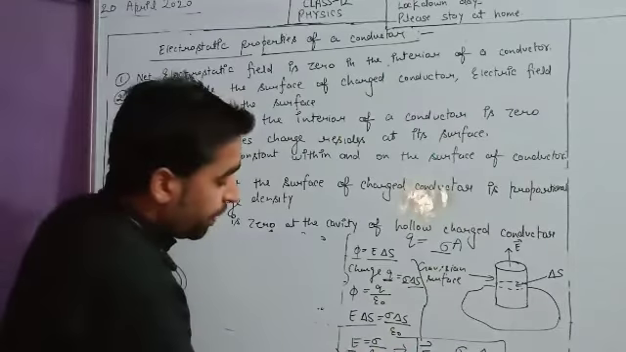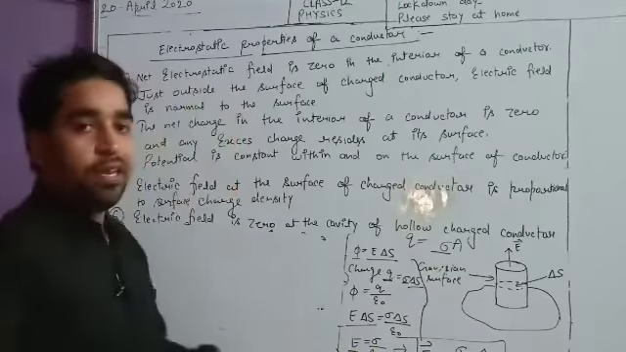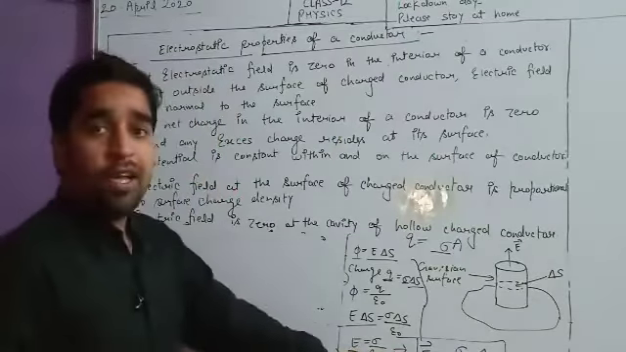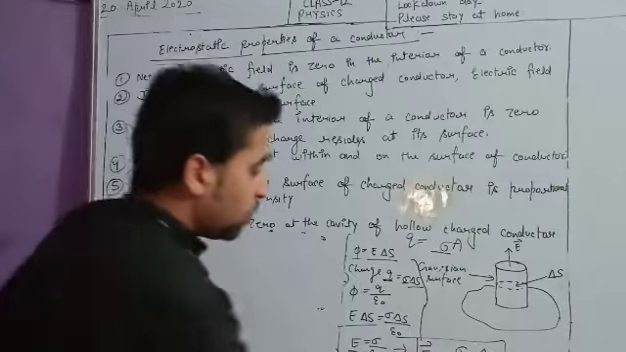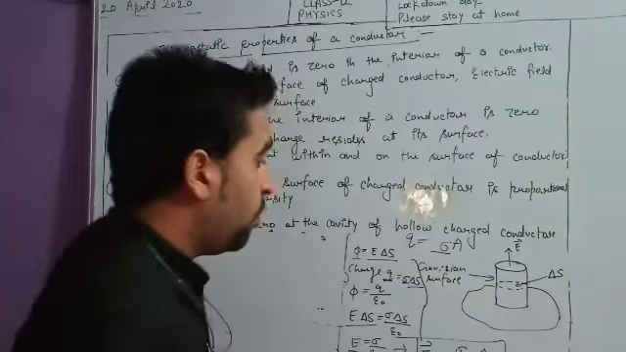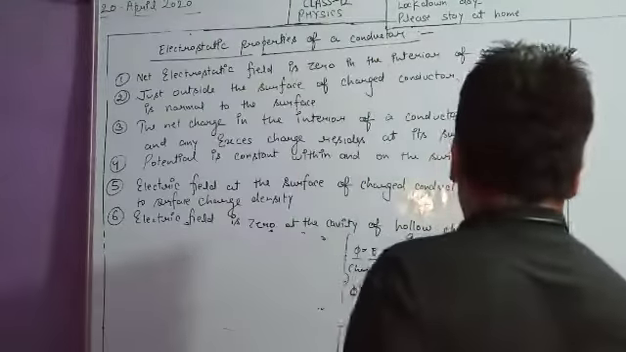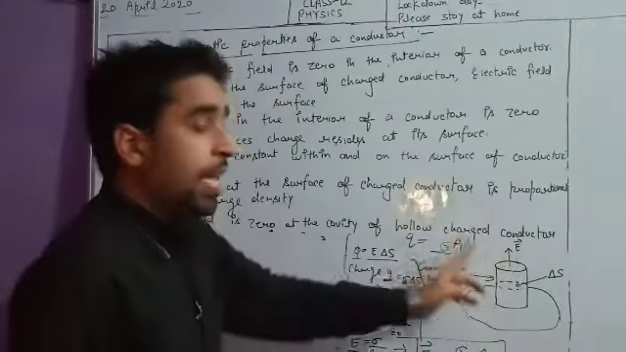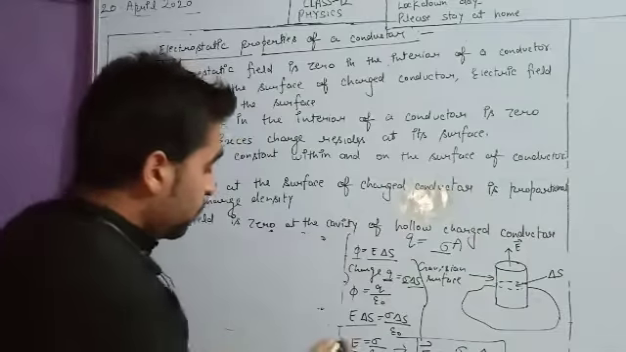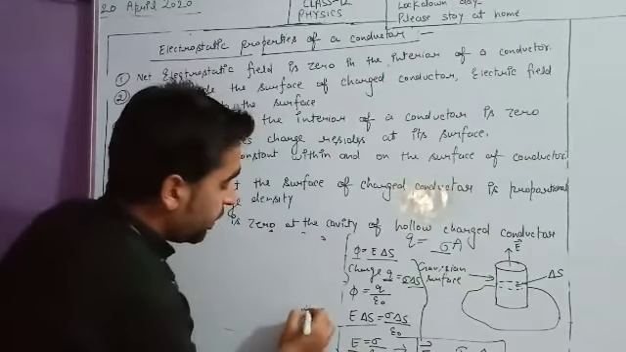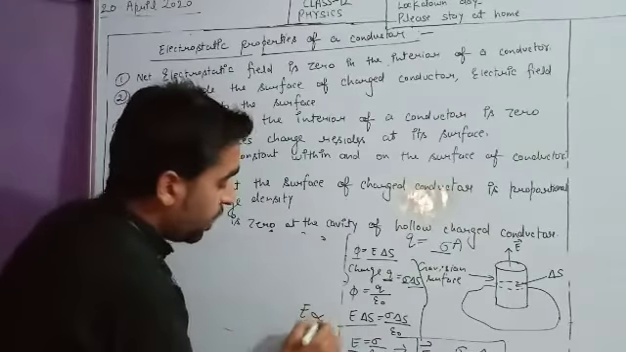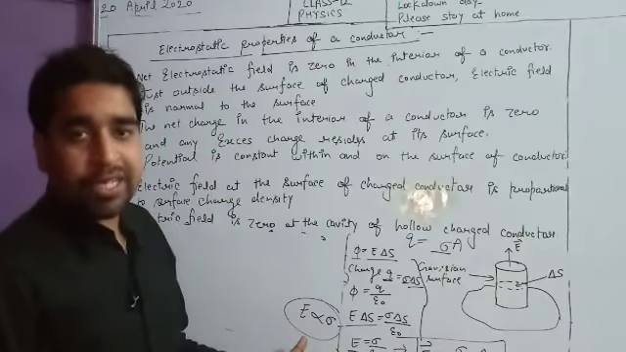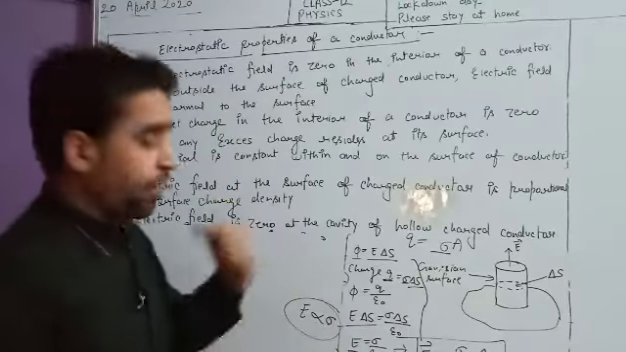So what is the value of E? E is equal to sigma upon epsilon naught. This is the scalar way. For giving it direction, there will be n cap. N cap is a unit vector following the same direction as that of the electric field. So you can see clearly E is equal to sigma upon epsilon naught, and E is proportional to sigma. The more the surface charge density, the more the electric field.